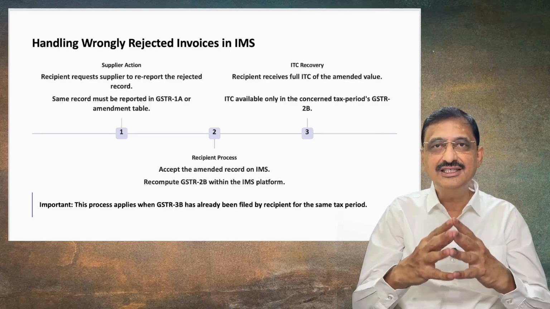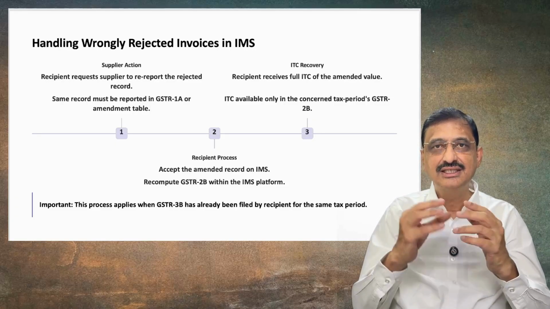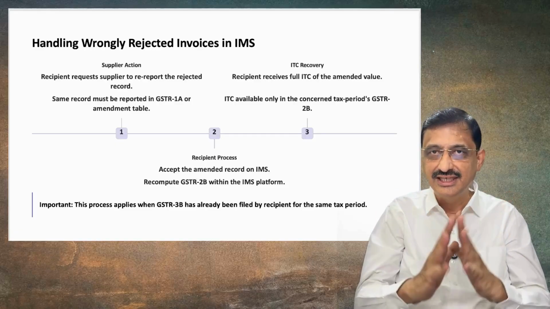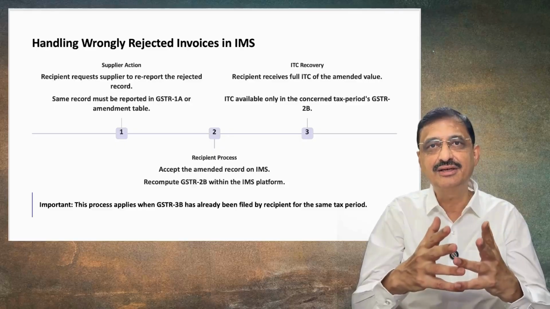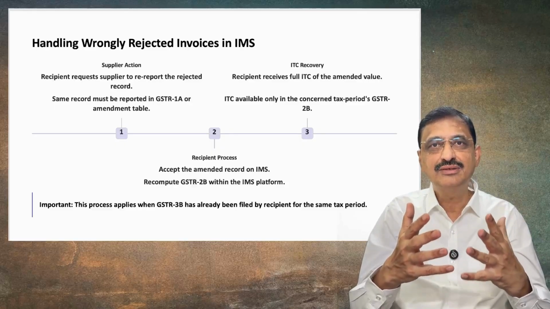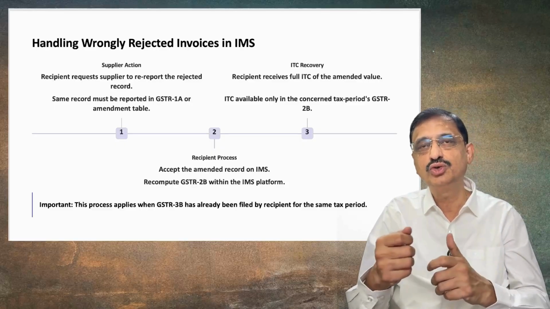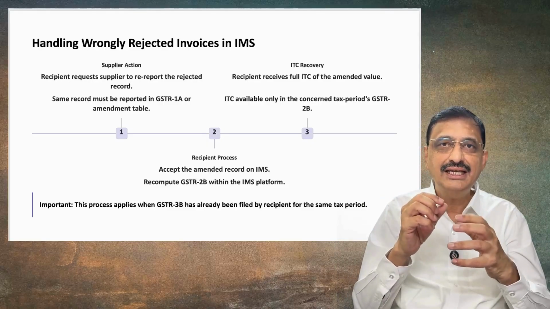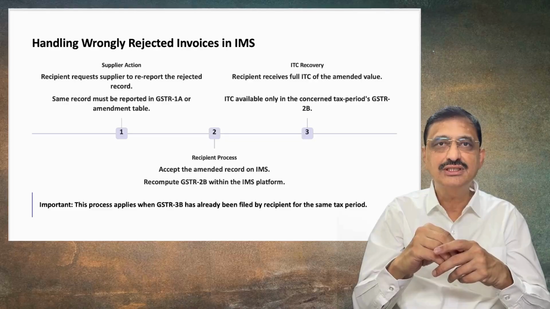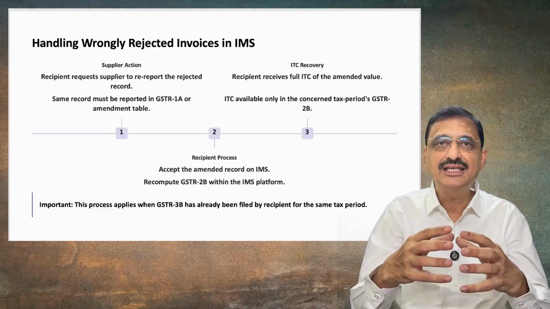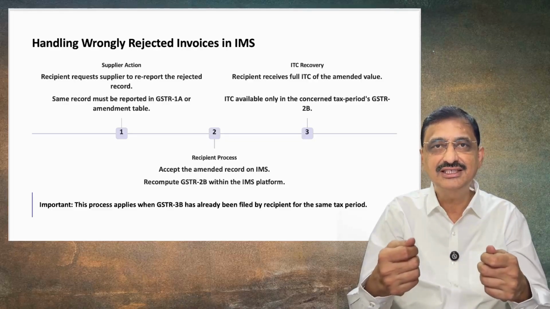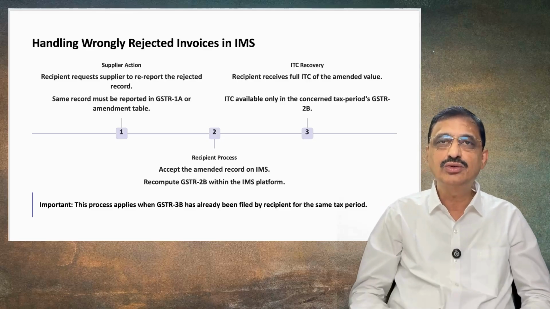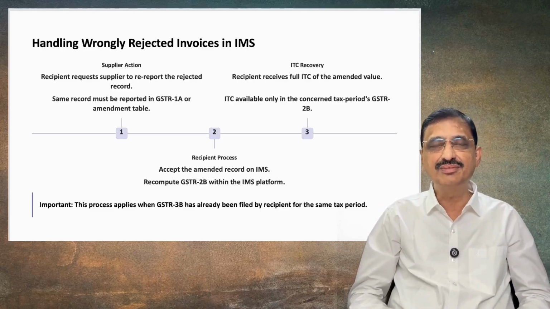But in the current instance, the recipient has inadvertently rejected that invoice. Thereby, he will be denied the credit because that invoice's input tax credit will not flow into the 2B and 3B of the recipient. By wrongly rejecting that invoice, the recipient has already filed his GSTR 3B and did not take the input tax credit. Now, what is the recourse available to the recipient?